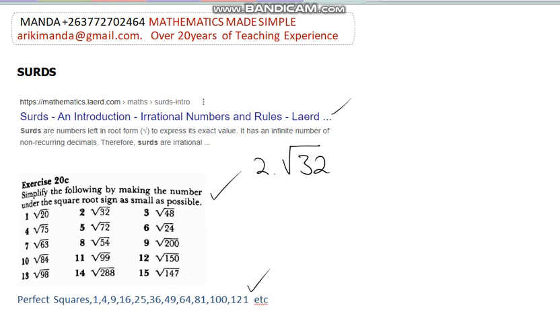But the question says we should divide by the largest possible perfect square. Like I say, 1 and 4 and 16 are all perfect squares. They can go into 32 without leaving a remainder. But we should divide with the largest so that the number under the square root sign should be as small as possible. So I will take 16. So 16 into 32, we get 2.